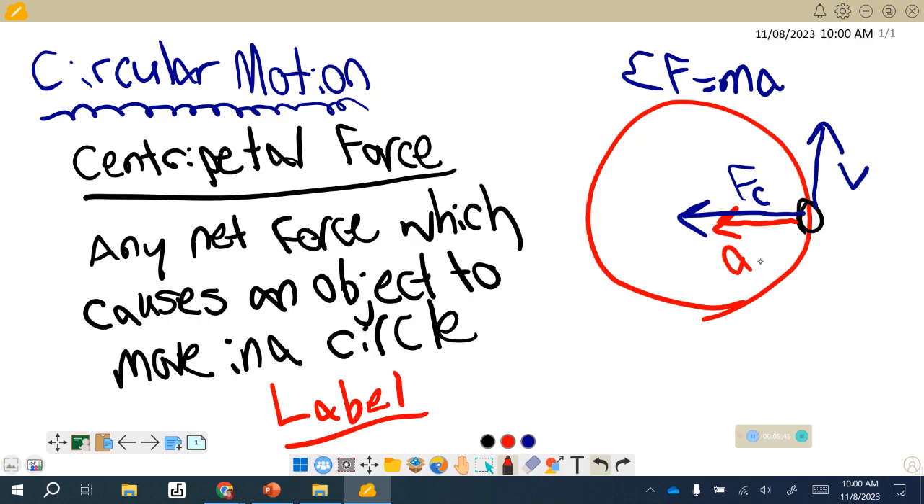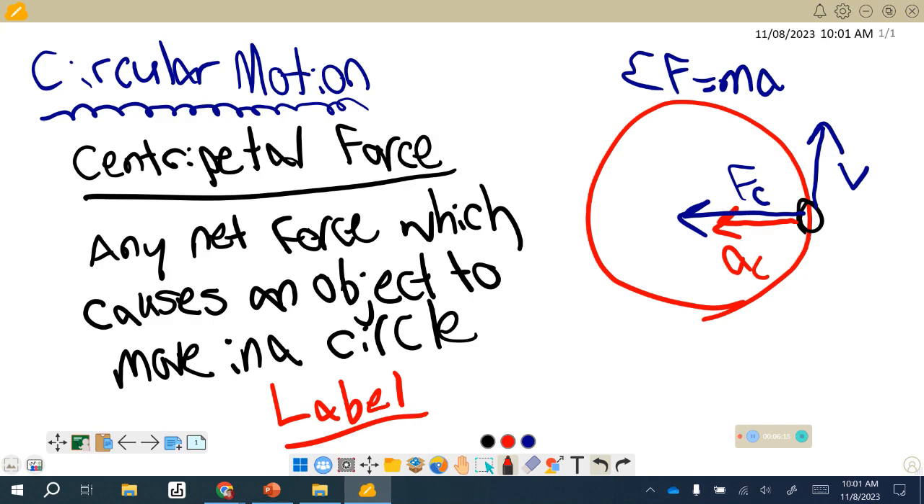and then the acceleration that goes along with that, we call it centripetal acceleration. Basically has the same definition, but rather than saying any net force, we say an acceleration which causes an object to move in a circle. Just like centripetal force, we label it acceleration subscript C for centripetal acceleration. All right? So there you go, kind of the basics behind our centripetal force keeping an object moving in a circle.